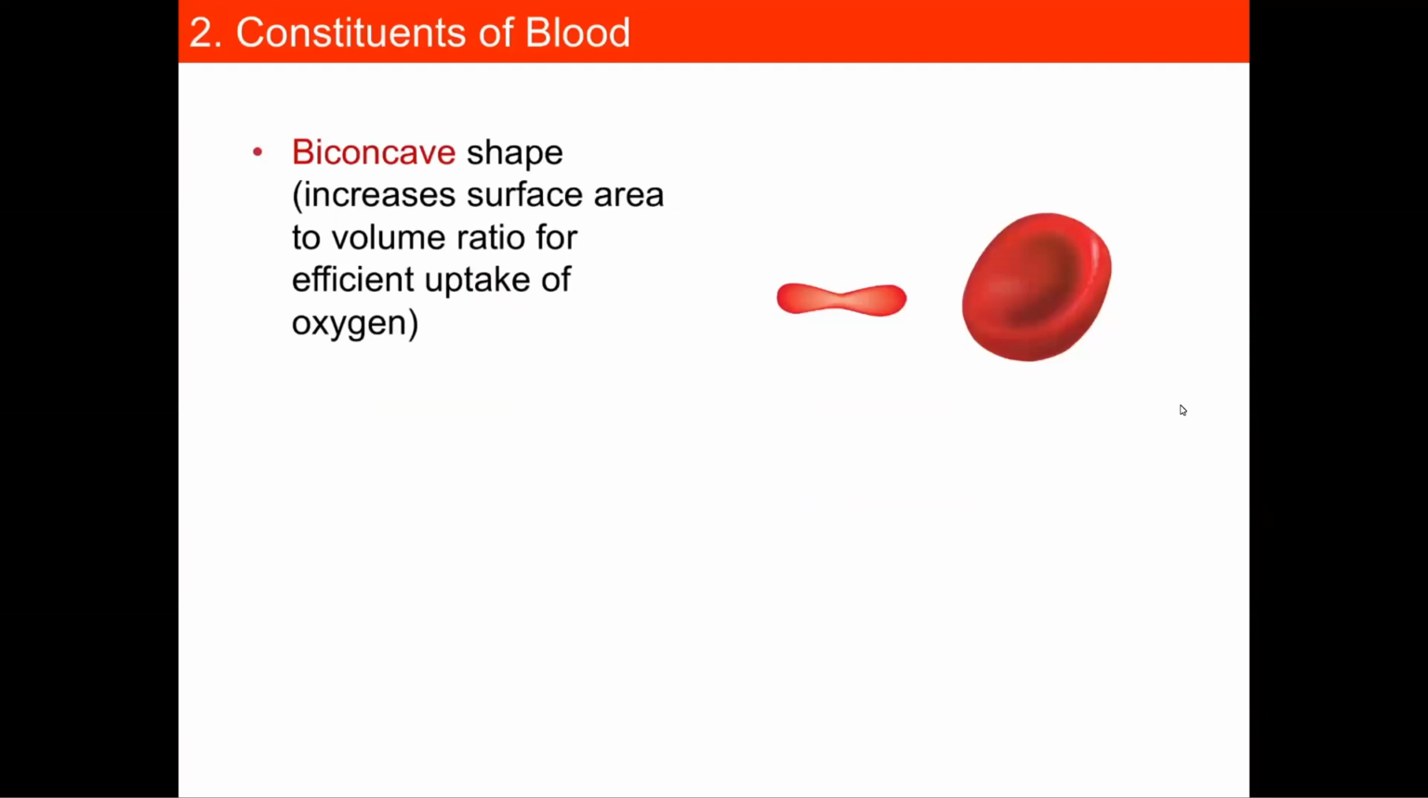You can tell that the red blood cell also has a biconcave shape, which increases the surface area to volume ratio for efficient uptake of oxygen. Now what do we mean by increased surface area to volume ratio? You can think of it this way: I can be something small, like this red blood cell here, small in volume, but have a large surface area.